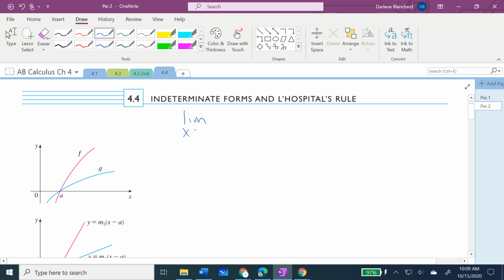So here we go. You have the limit as x approaches a of f of x divided by g of x. Now I want to first show you an explanation of why this rule works and why you have to have the particular situation for it to work. It's not a proof, but it's a pretty darn good show.